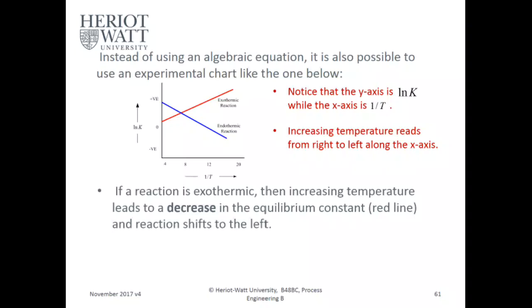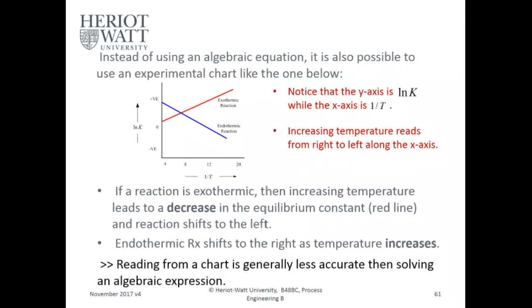Increasing temperature reads from right to left along the x-axis. So if a reaction is exothermic, then increasing temperature leads to decreasing equilibrium constant, the red line, and the reaction shifts to the left. And if it's endothermic, it shifts to the right, to the product side, as the temperature increases.